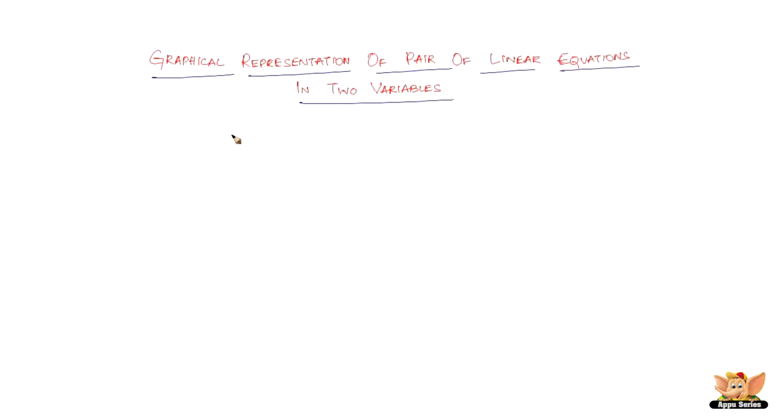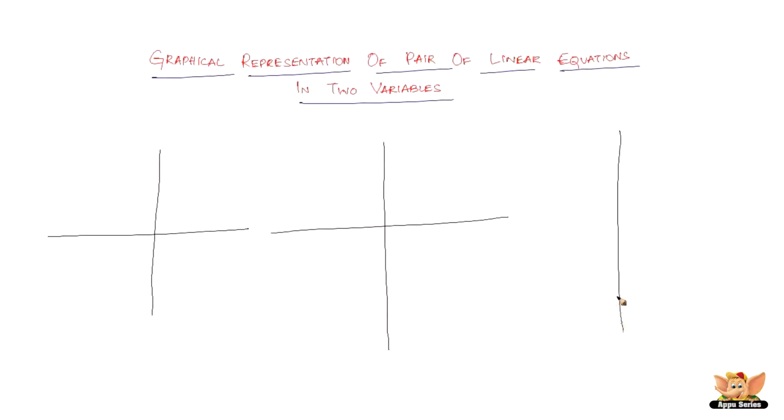Now, the first condition is going to be like this. On the whole, we are going to get three different types of conditions when we represent a pair of linear equations in two variables graphically, not more than three. To start off, I'll draw the three graphs here, beginning with the basic XY coordinates, the X and Y axes.